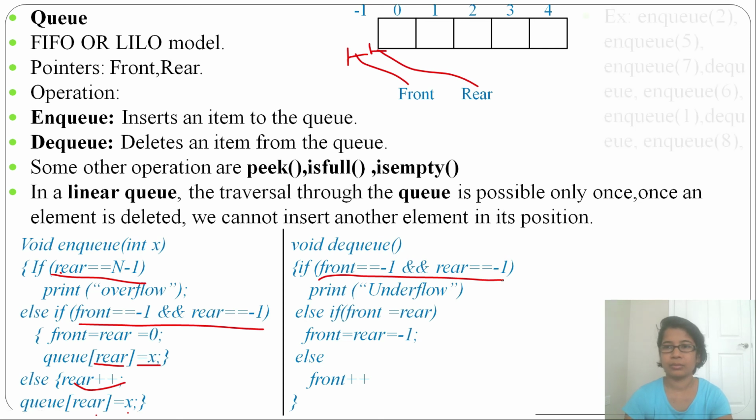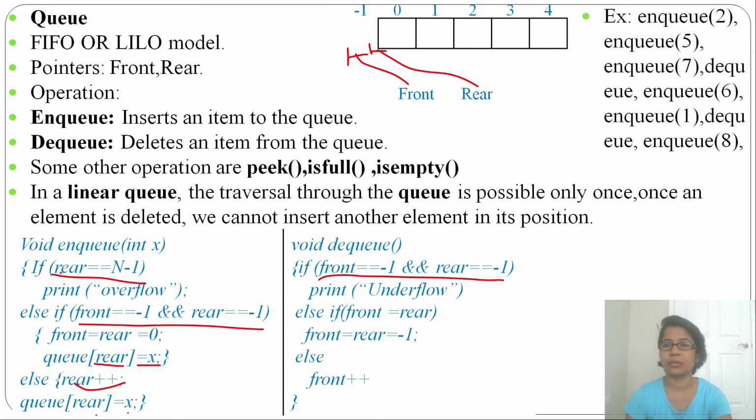Okay, let's do some examples. Suppose you want to NQ 2. For NQ 2, what you will do, you just check is rear equal to n minus 1. Now front and rear are pointing to minus 1. Okay, so this is the second case. So just make front and rear 0 and NQ 2. So 2 will be inserted here. Front will point to 0 and rear will point to 0.